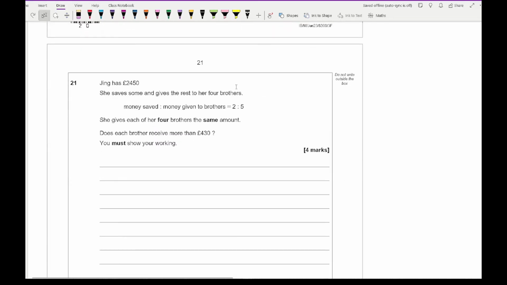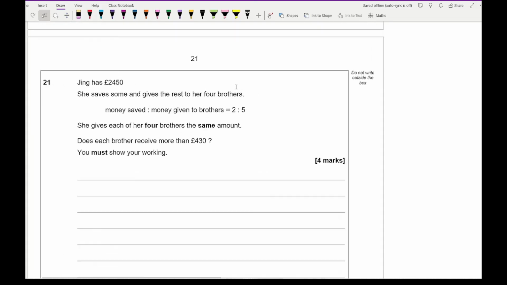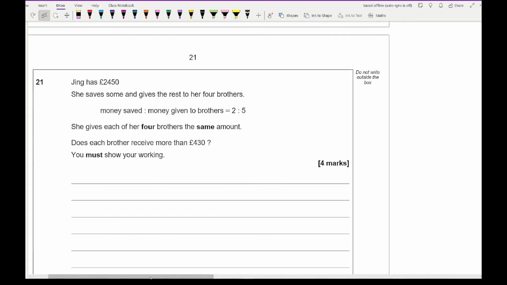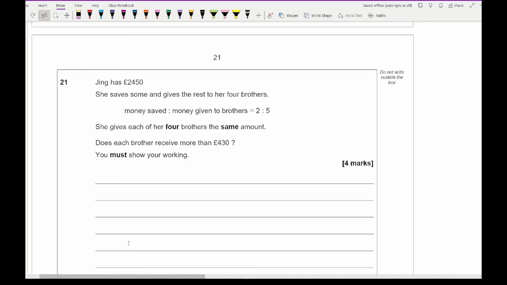Moving on to question 21. Let's just zoom in because we've got a fair bit of reading on this one. So it says that Jing has £2,450. She saves some and gives the rest to her 4 brothers. Money saved to money given to the brothers is in the ratio of 2 to 5. She gives each of her 4 brothers the same amount. Does each brother receive £430? So let's have a look at this. The first thing we want to do is share 2,450 in the ratio of 2 to 5.